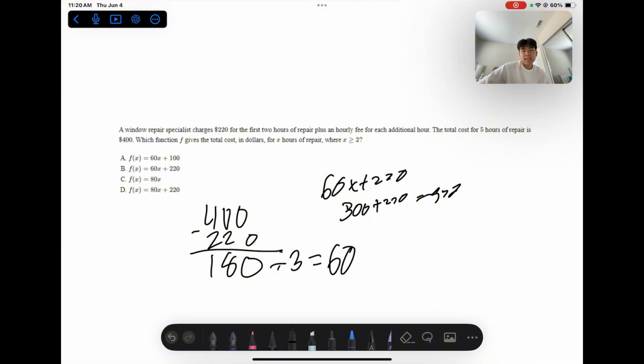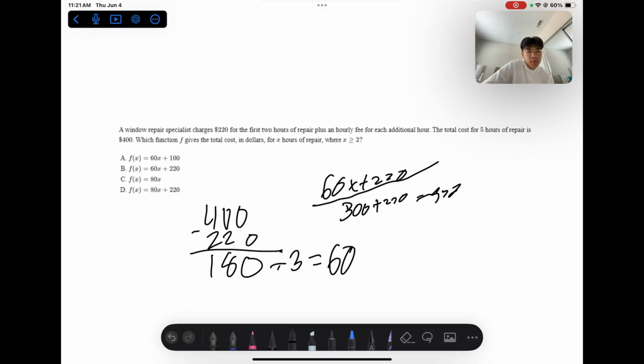Especially when you're on the SATs, and I've seen this question appear a few times, and it's normally towards the end part. And if you're panicking and this is your first thought, right? 60x plus 220, and it just doesn't work, you start to panic and you don't know what to do. But for this question, it's actually pretty simple, right? We know that 5 hours is 400, and they already give us 4 different equations. So just plug 5 into x and see which one gives 400, right?